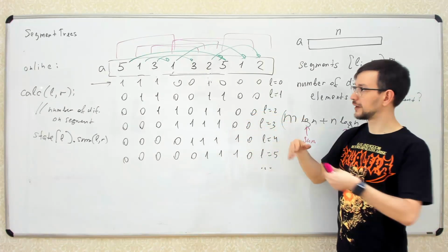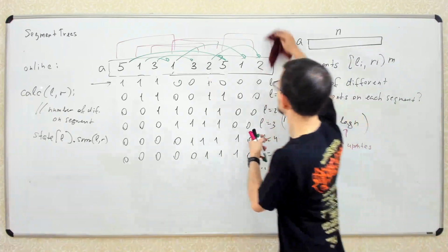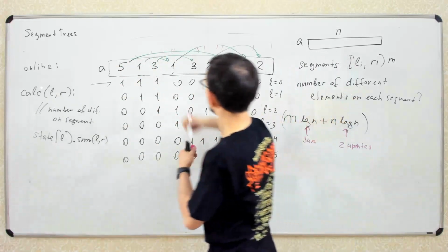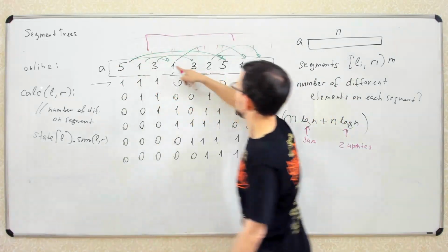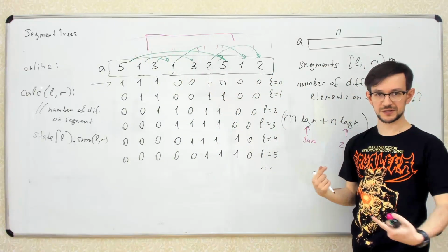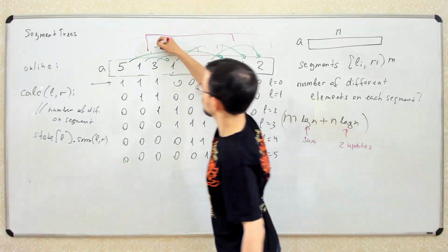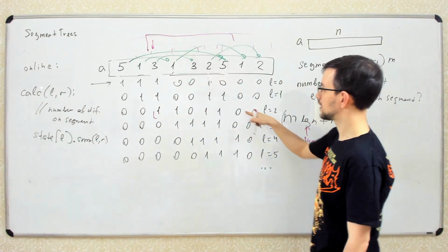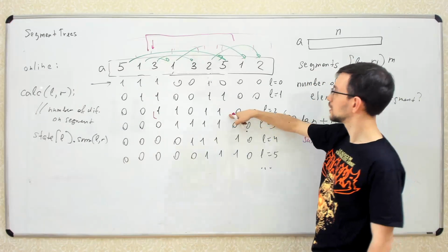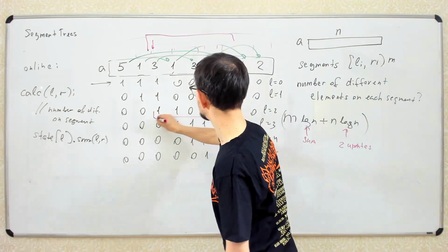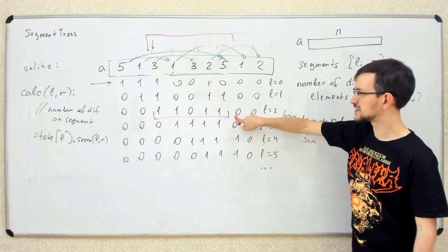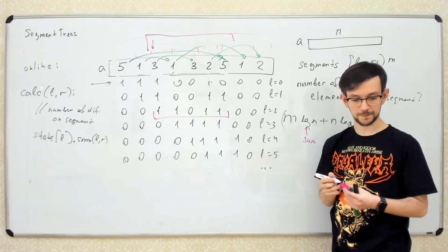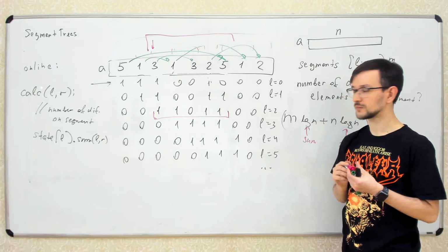Now, when we need to calculate the value on some segment, you're given some segment, let's say this segment, and you need to calculate the number of different elements in this segment. So you see that left border is here, so you need this state of the segment tree. You take this state of the segment tree, calculate sum on this segment, and sum on this segment will be equal to the number of different elements of the segment. Good? Good enough.